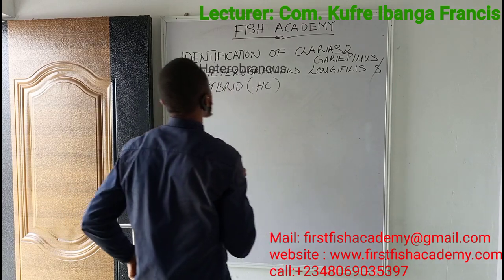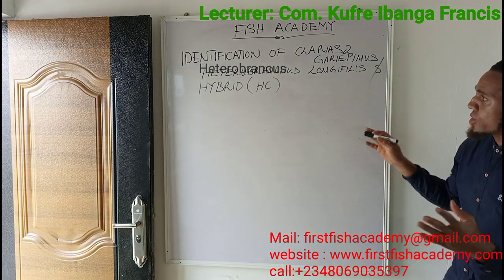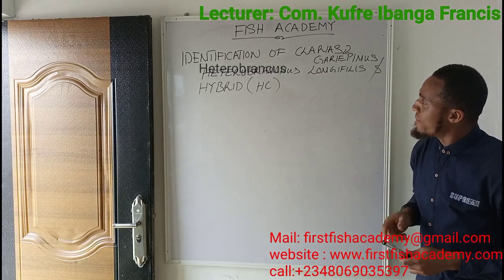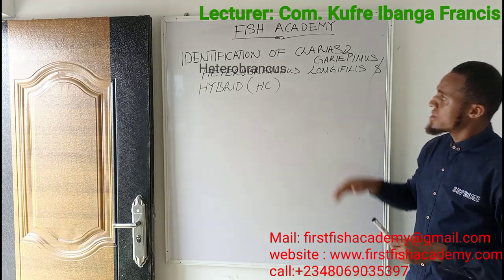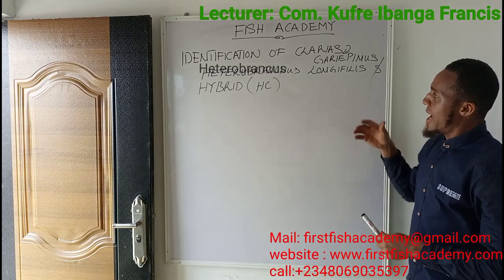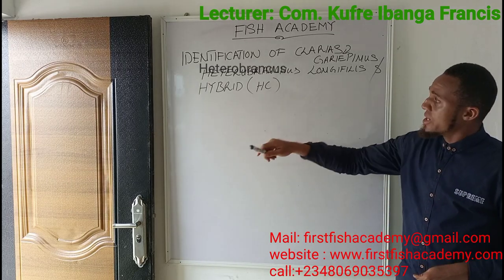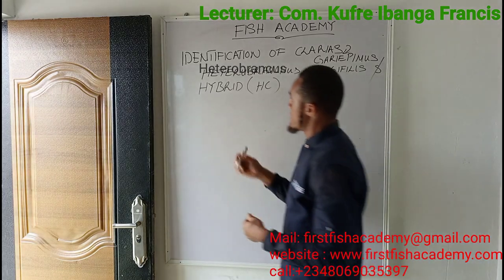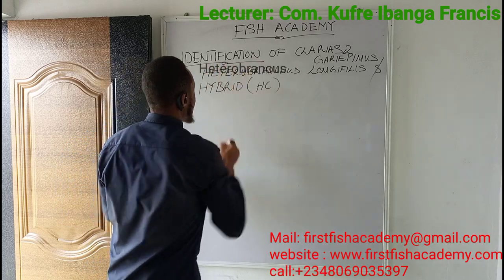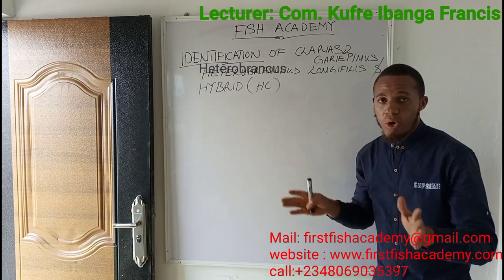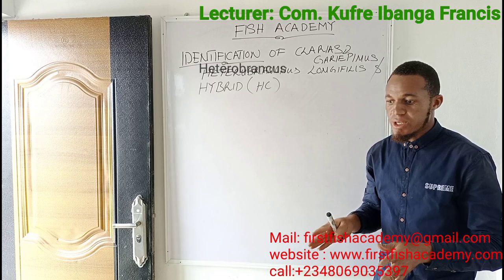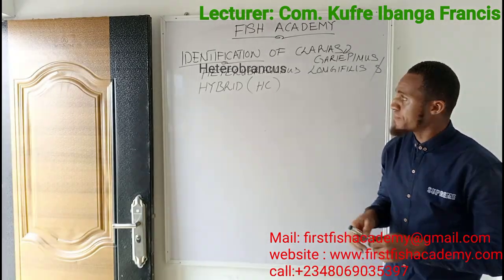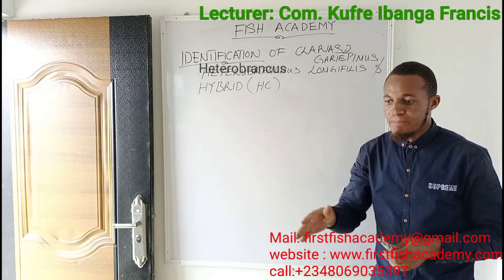Okay, so this is actually what we want to look into. Don't forget, identification of Clarias caripinus, identification of Heterobranchus longifilis, and identification of hybrid, which is a crossbreed between the Clarias caripinus and the Heterobranchus. So you're going to see how they look. And underline this word, today we are looking at the identification. We'll still discuss more about the different types of catfish in terms of their growth, their feeding, their characters, their market value, and everything. Might not be in this particular video.